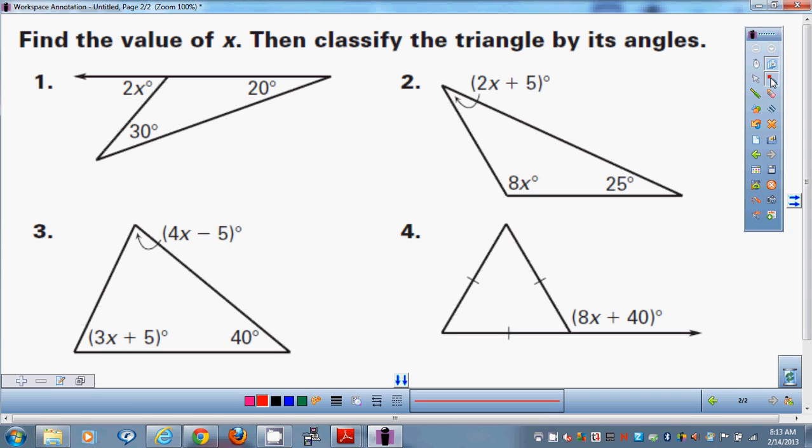Which two problems deal with an exterior angle? It's on the board too. 1 and 4. So pick one of those and we will work it, and I'll let you guys do the other one later. Okay, 1 it is.